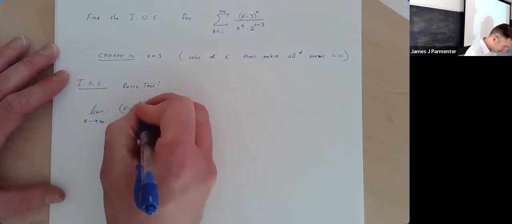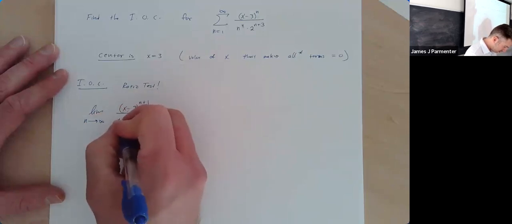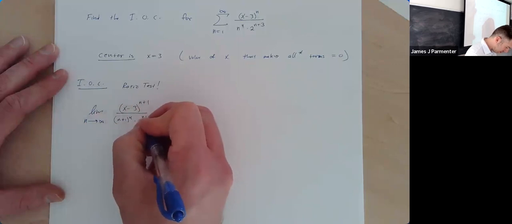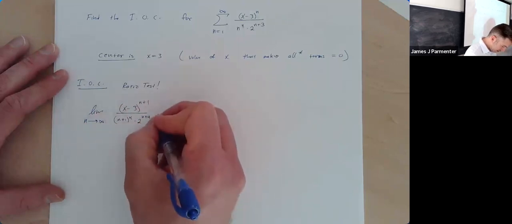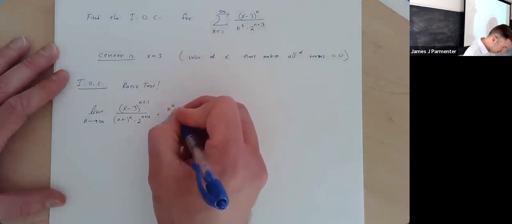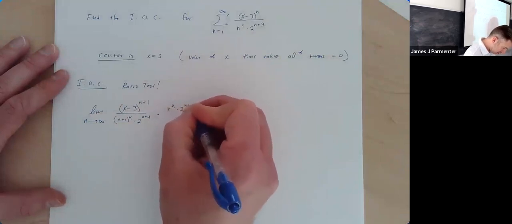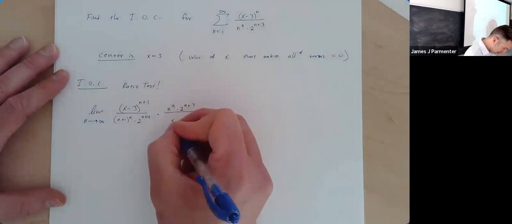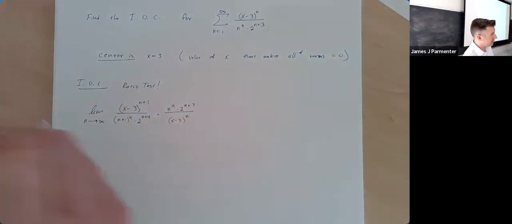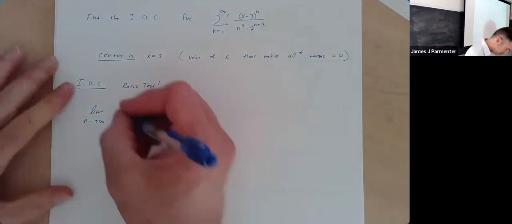(x minus 3) to the n plus 1 over (n plus 1) to the fourth times 2 to the n plus 1 plus 3, which is n plus 4, and then times the reciprocal of your nth term. So it's going to be n to the fourth times 2 to the n plus 3 over (x minus 3) to the n. And you absolutely, pun intended, need the absolute values here.